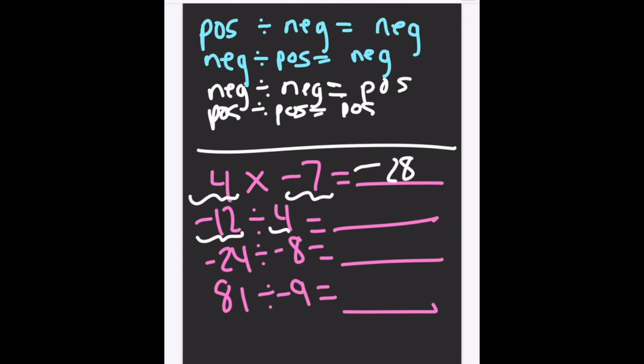Let's do now the rest of our division. We have a negative divided by a positive, because you don't see a sign, you assume it's positive. They don't usually put that positive symbol because they assume you already know. So just solve by dividing. 12 divided by 4 is 3, and it's going to be -3. 24 divided by 8 is 3, and since they're both negatives, it's a positive number. Now here, 81 divided by 9 is 9, and it's -9 because this one is negative and this one is positive. So hopefully this video helped you better understand multiplying and dividing integers.